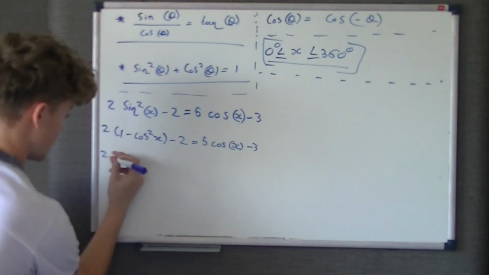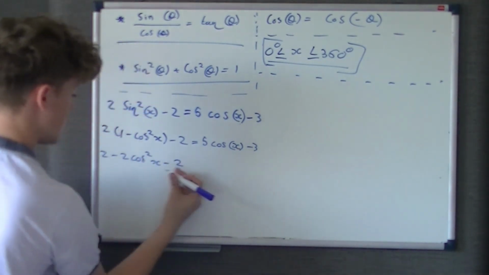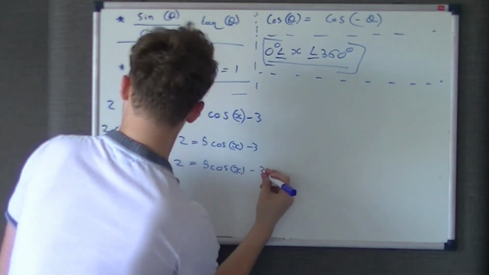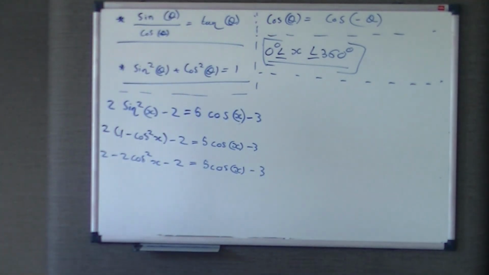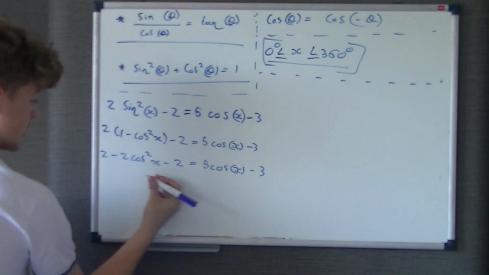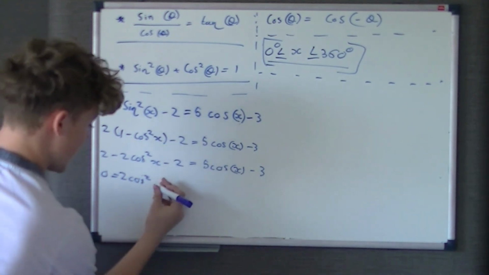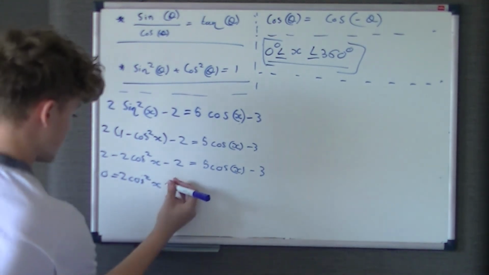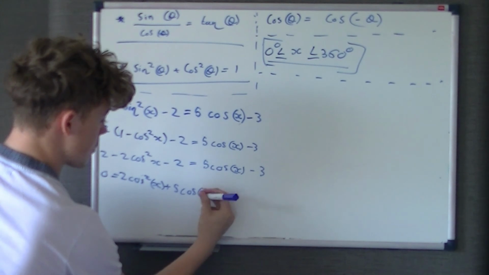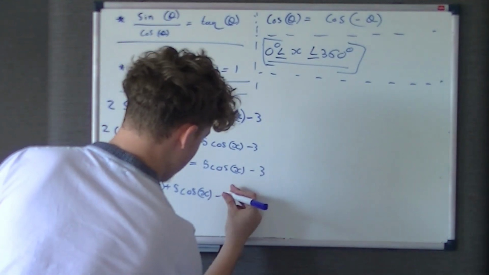We expand this bracket, so 2, take 2 cos squared x, take 2 equals 5 cos x, take 3. If we sort that one out, make it equal to 0, pull all this side onto here, add it, take it away, etc. So 0 equals 2 cos squared x plus 5 cos x, and then we sort the rest of it out. The 2 2's cancel out, so it's just take 3.